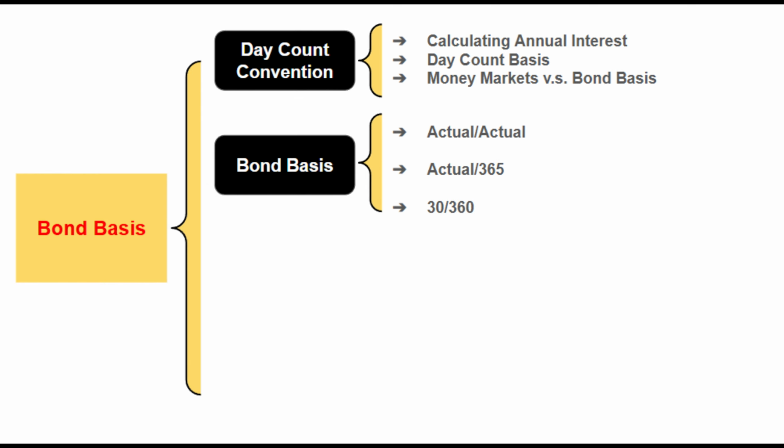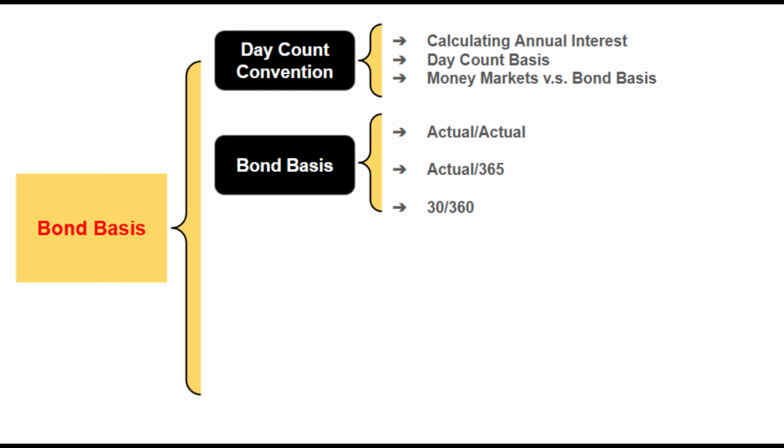And finally, we have 30 over 360. This uses a day count fraction that assumes there are exactly 360 days in a year. This is commonly used in the US corporate bond market.